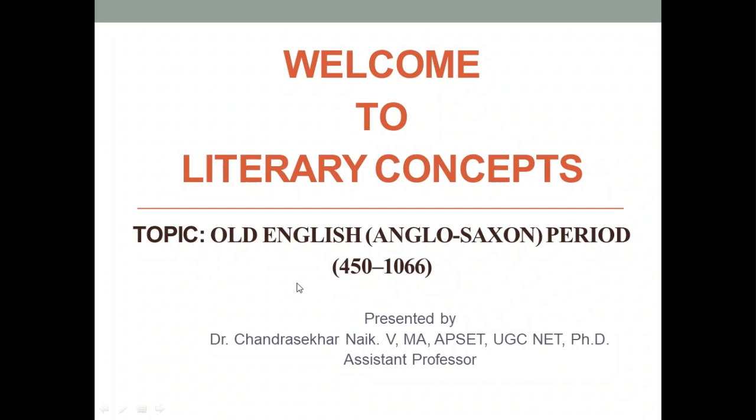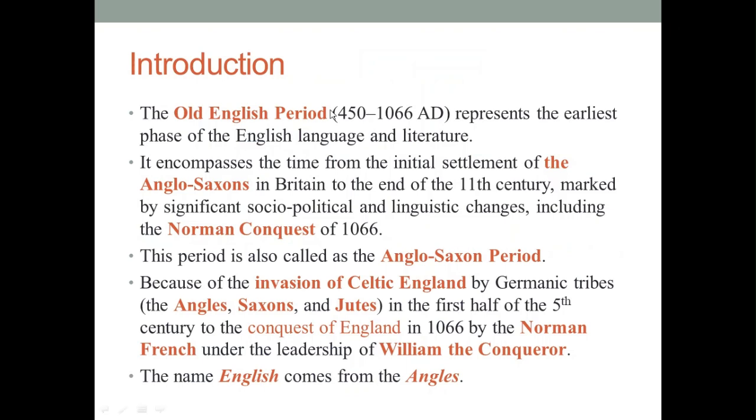Today's topic is the Old English period, which is also called the Anglo-Saxon period. Now let us try to understand the Old English period. Introduction. The Old English period, which started in 450 AD and lasted to 1066 AD, represents the earliest phase of English language and literature. So this Old English period is the beginning phase, the very earliest primary phase of English language and literature.